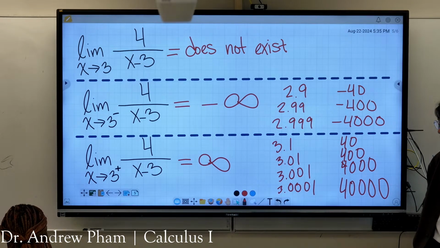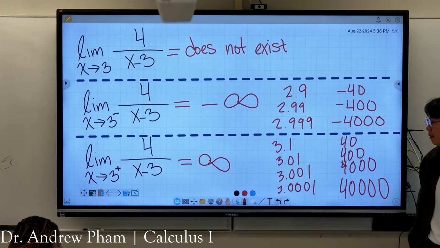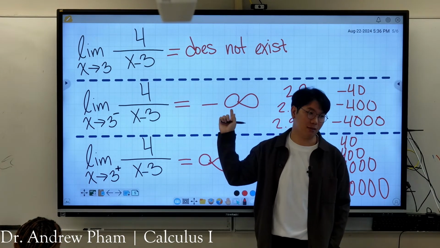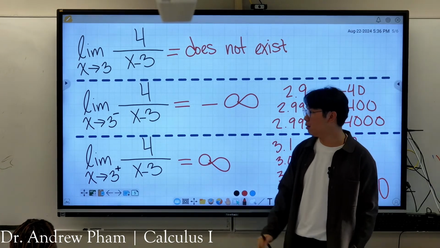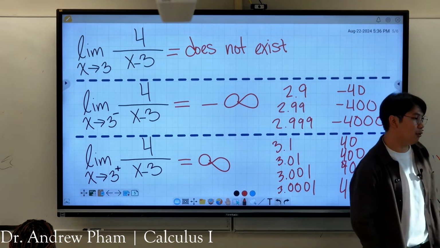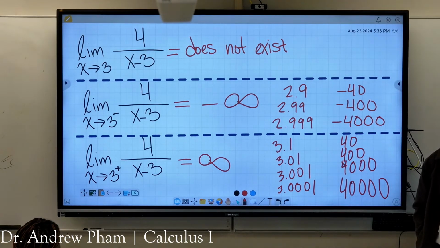My left and right hand limit, they will be either positive or negative infinity. Not necessarily. Because, for example, I could have easily swapped this and said 3 minus x, and that would have given me positive numbers. Or even simpler, I could have just put negative 4 on top. So the left doesn't always necessarily mean negative infinity, and the right doesn't always mean positive infinity. It could be either or.